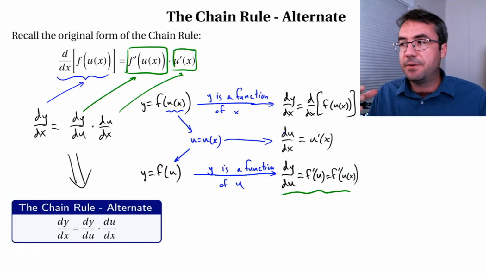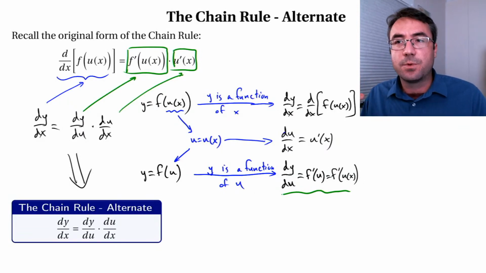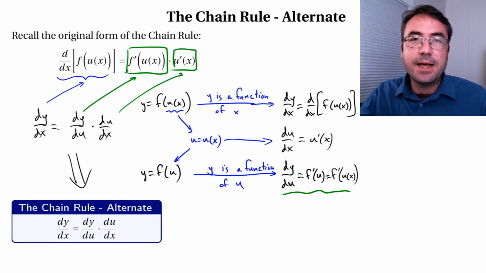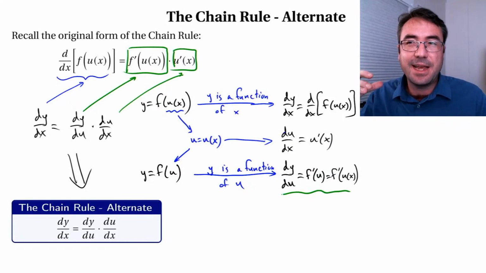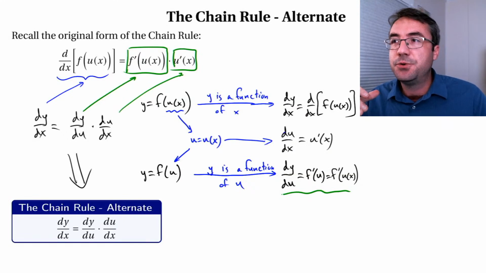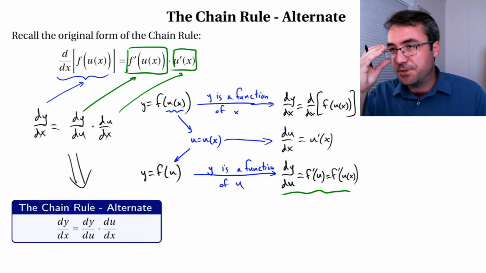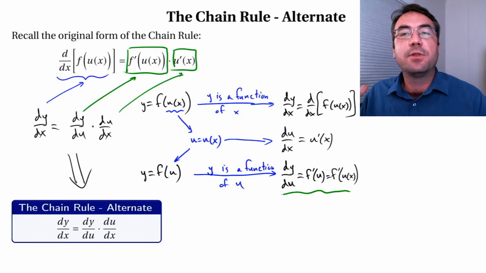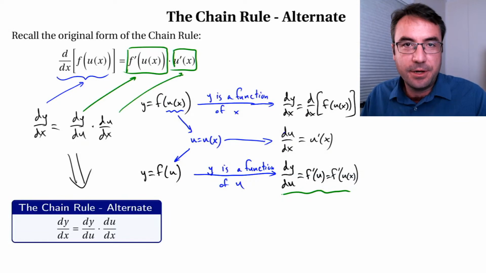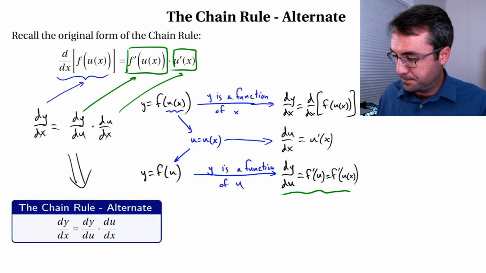And so you get a little bit of why this is working out: we're thinking of y as a function of x, and we're also thinking of y as a function of u. So it has this dual nature almost. So let's see an example of where we might use this alternative version of the chain rule.